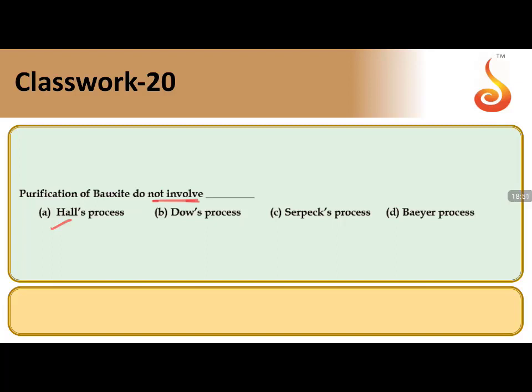Yes, Hall's process is involved. Serpeck's process is involved. Bayer's process is involved. Serpeck's is for the white bauxite. Hall's and Bayer's process is for red bauxite. But Dow's process is for extraction of magnesium. This is used for extraction of magnesium, not aluminium. So the answer for this is very clear. Answer is B.